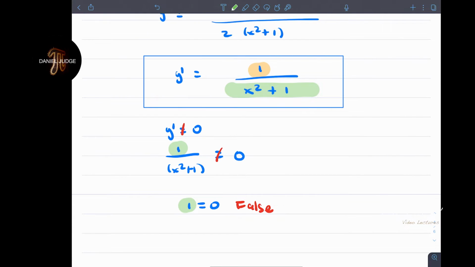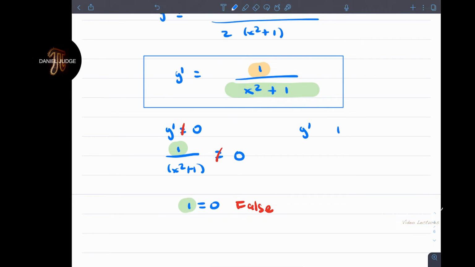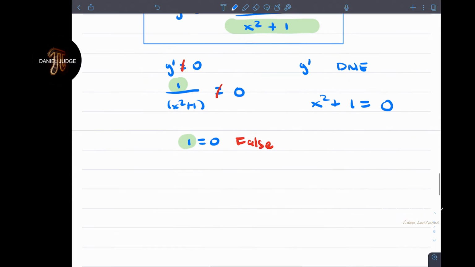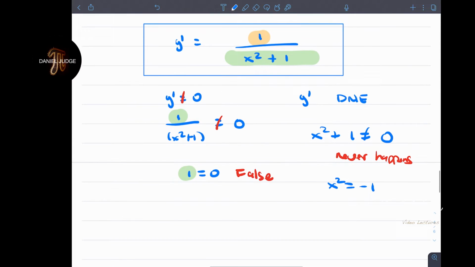And then when you look at the denominator, you're trying to find where this derivative does not exist. If we set the denominator equal to 0, we say, hey, x squared plus 1 equals 0. This also never happens. Because if you try to do some algebra, you'll say x squared is negative 1. You start getting complex numbers. So this doesn't happen either. So this is setting the denominator equal to 0.